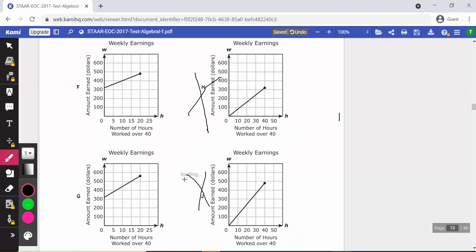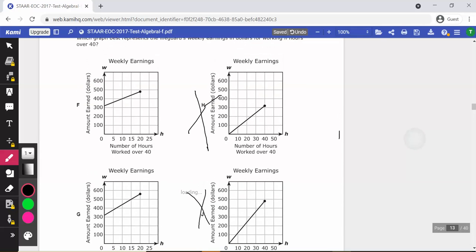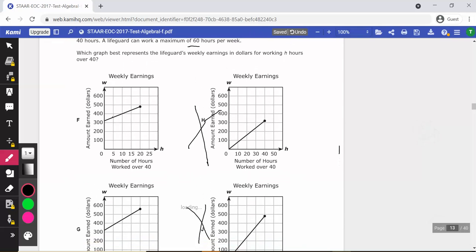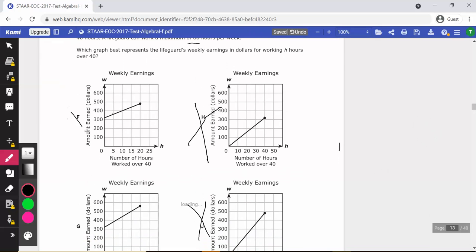So if it's $12 per hour, you can see 1 hour, 12 times 5 is 60. 60 plus 320 is 380. So this doesn't really look like 380, because it looks more like a 360 range. So it's not F either, and it's G.